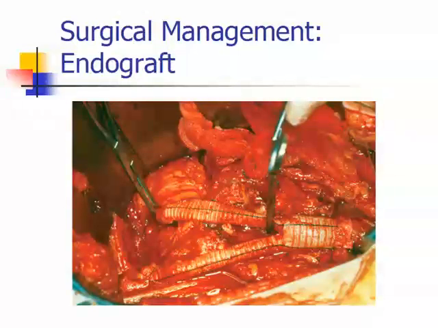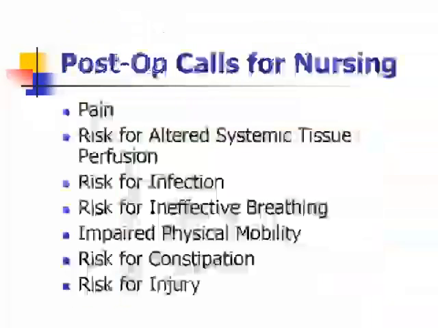An endograft, this is actually not a picture of an endograft, but you can read about that in your textbook. It's kind of in the investigational stages, but that's where metal stents would be placed in the aneurysm site via fluoroscopy and then covered with a polyester synthetic type of fabric. And typically it has less complications and a shorter hospital stay. But that would be the surgeon's call as far as which type of procedure that patient would benefit from the most. Post-op cares for nursing.